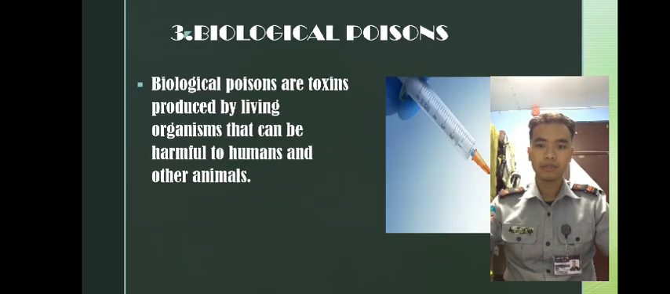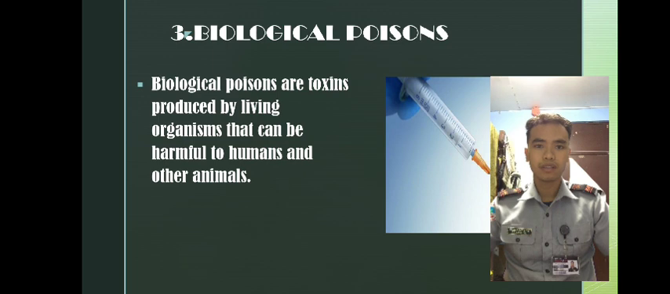Lastly, let us now proceed to biological poisons. On bacterial toxins, treatment for bacterial toxin poisoning can include administering antibiotics to kill the bacteria, using antitoxins to neutralize the toxins produced by the bacteria, providing supportive care like fluid replacement and oxygen therapy, and in severe cases, using medical interventions like dialysis and respiratory support.